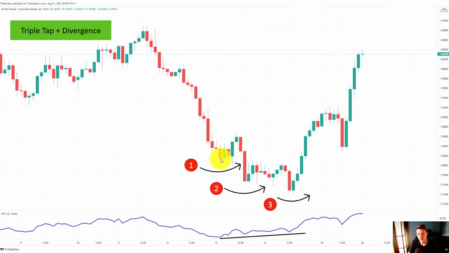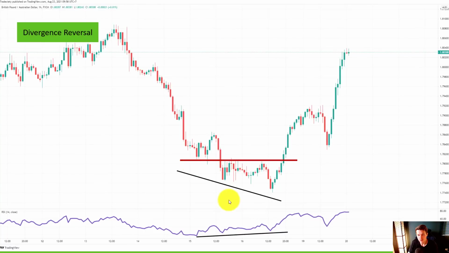So we have 3 consecutive lower lows, lower low, lower low, lower low. But each consecutive lower low is showing us that this downward pressure is fading, and there are not a lot of sellers anymore. And of course, we can put our RSI 14 period here on the chart, and the RSI will confirm that. Very often you will see a triple tap also coming with a divergence. It's just the natural rhythm of the market with the lows and the highs and how the trend is progressing that you will often get a divergence with that. Here we have a divergence reversal.